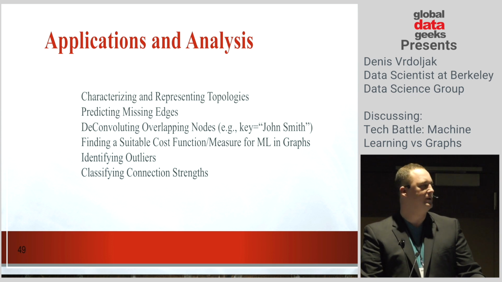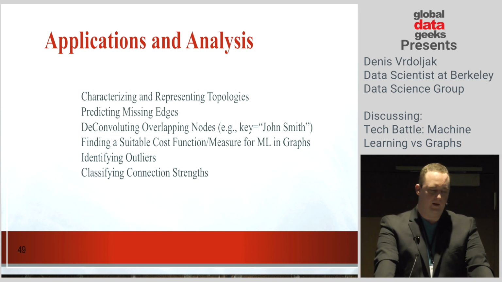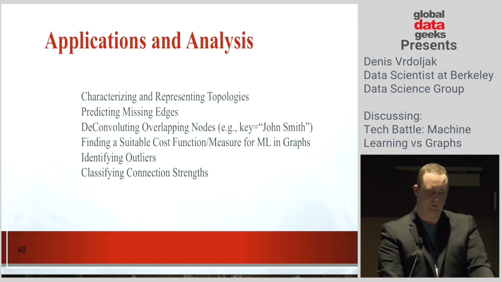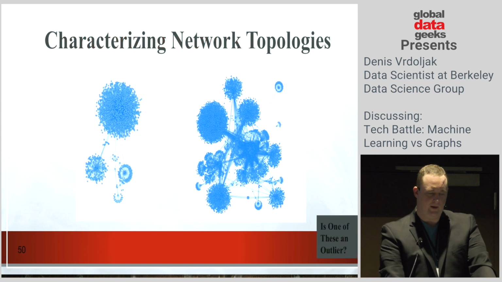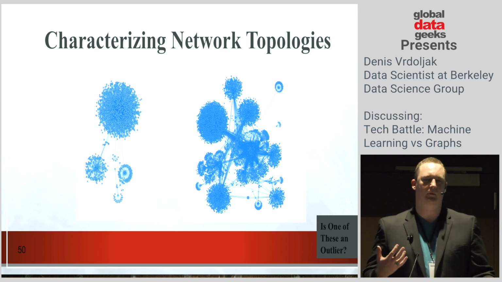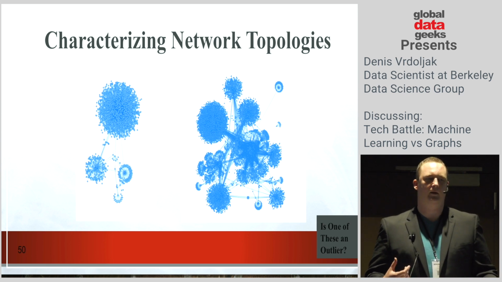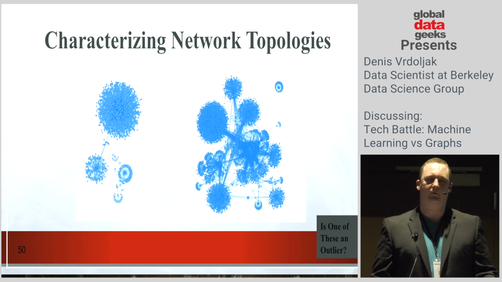And some of the applications that we want to target with this is we want to be able to characterize different topologies. So on the next slide here, these two networks clearly have different topologies. When you look at them, you can just tell. But how do you quantify that? How do you have a computer be able to tell that these are different?